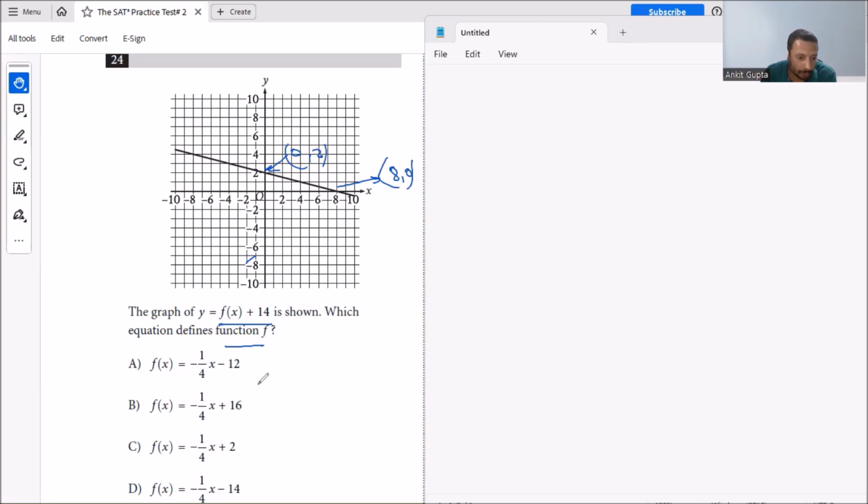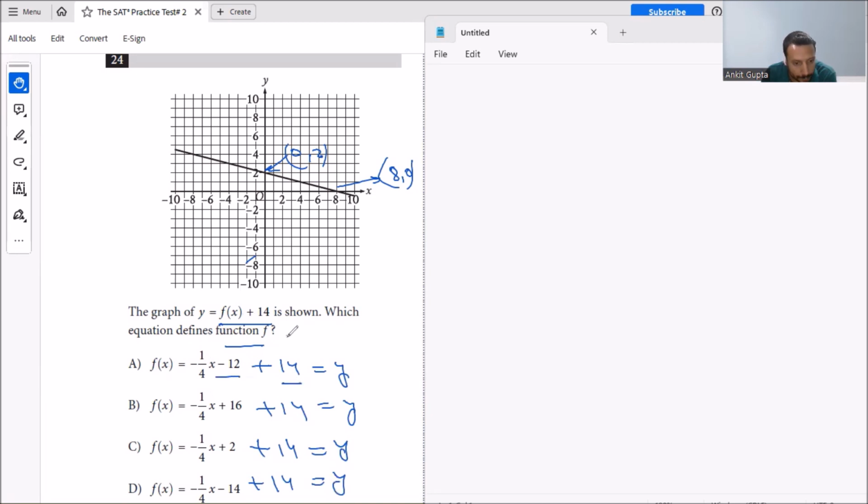Because what is happening here is the graph is actually y is equal to f of x plus 14, but they have given you the equation for f of x. So a good way of solving this is to add 14 to all the option choices to start with, so that you don't miss out on the actual equation, and then equate it to y. So this is the value of y in all the cases.